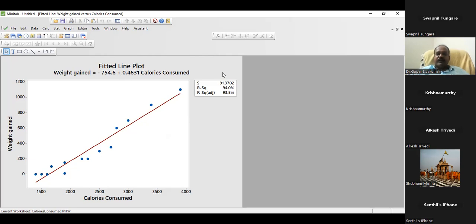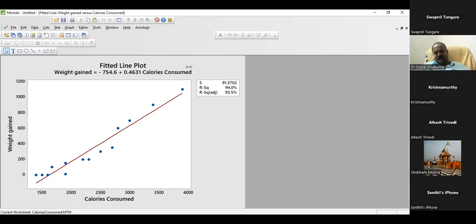With every change in this m value, its impact is weak. No, not change in the M value, change in the X value. If you increase the calorie consumption by 1 calorie, what will happen to the weight gain? Weight gain will increase by 0.46 grams. Am I correct?